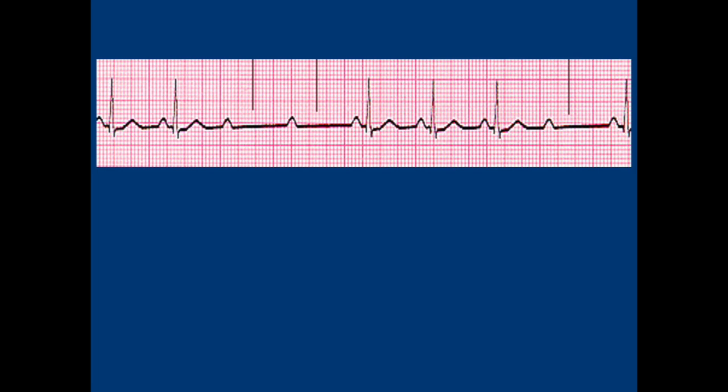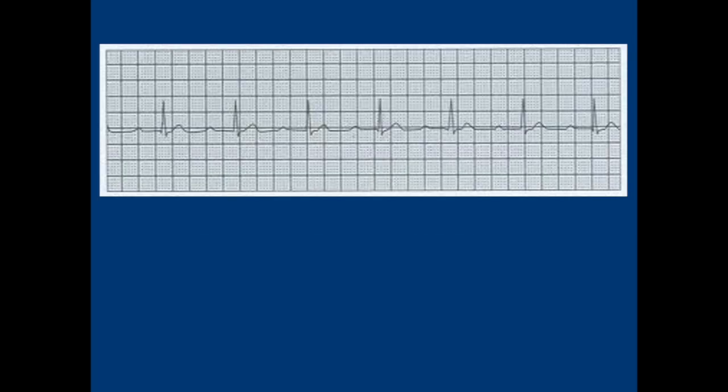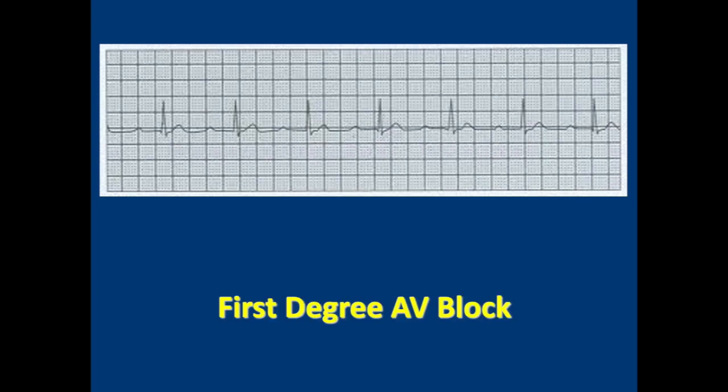Notice that the PR intervals are staying the same and that we've dropped QRS complexes. So this is going to be second degree AV block type 2 or Mobitz 2. PR stayed the same. Notice that the PR is quite long and that there's a P before every QRS. So this is first degree AV block.